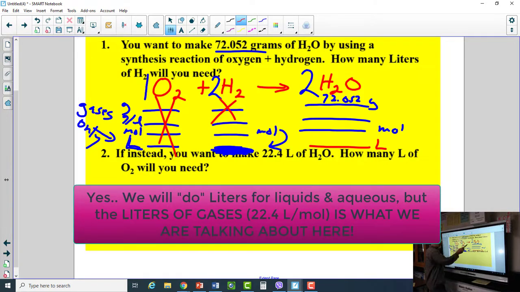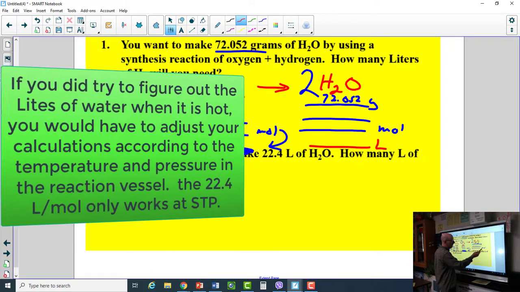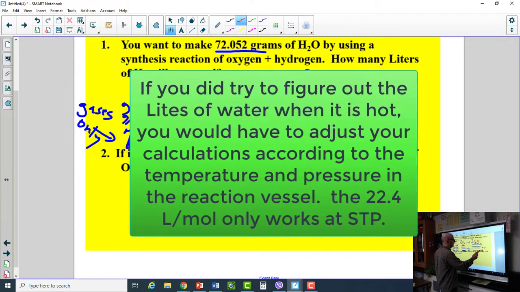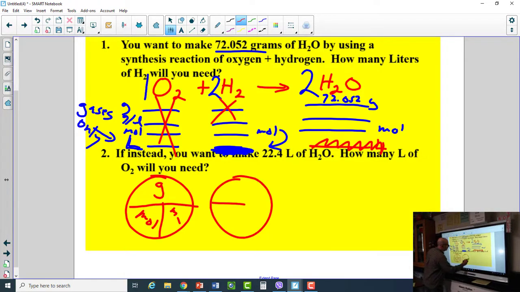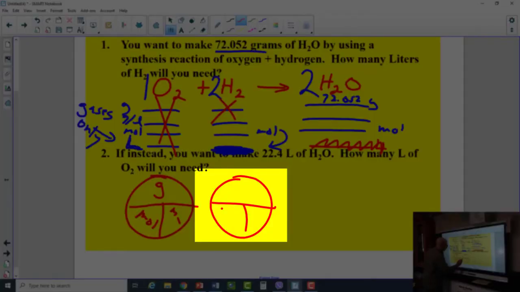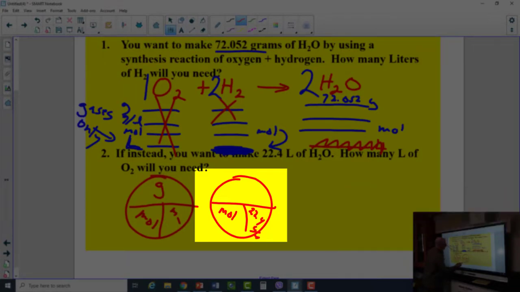Now, this might be a hot reaction, actually. So it is conceivable that you could be asked, well, if this is water in a gaseous form, then how many liters? But I'm not asking that. We can use our usual calculators: moles, grams, molar mass. And there's another one that you can use too. It's moles times 22.4 liters per mole. And that equals our liters.